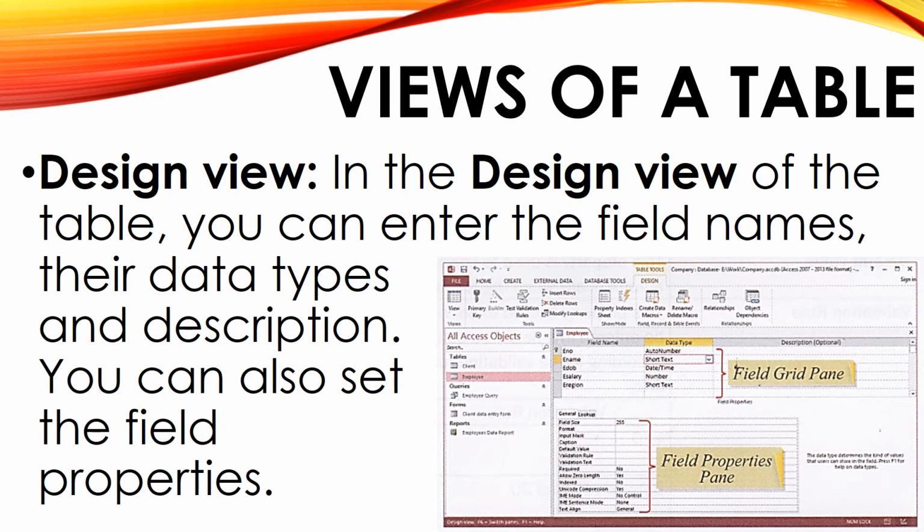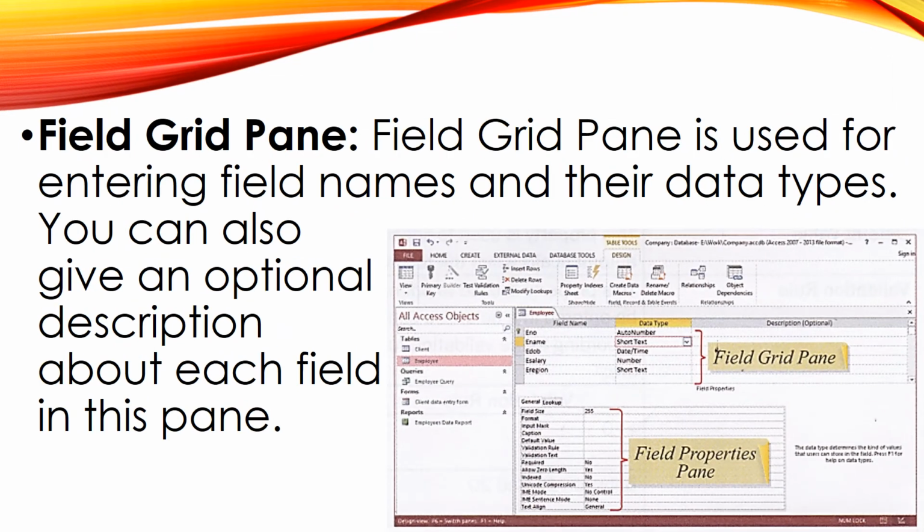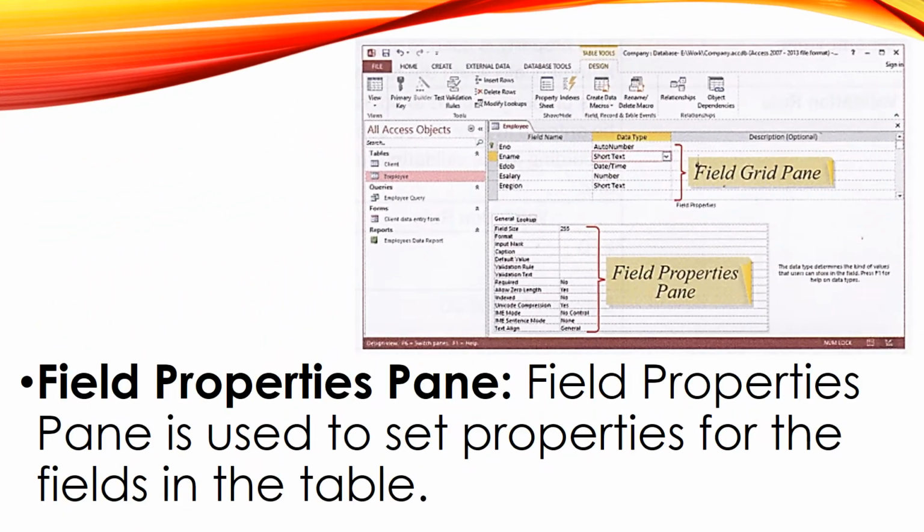The design view window is divided into two panes as shown in the given picture. First is field grid pane. Field grid pane is used for entering field names and their data types. You can also give an optional description about each field in this pane. Second is field properties pane. Field properties pane is used to set properties for the fields in the table.